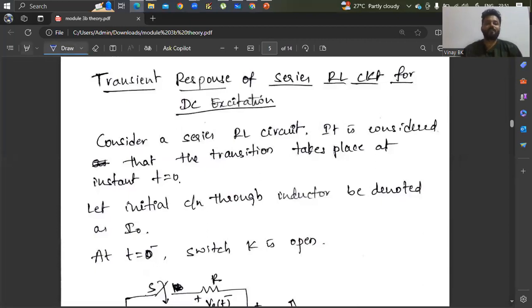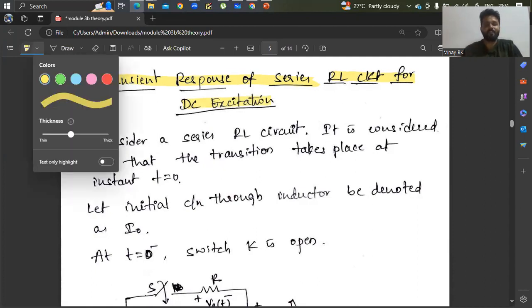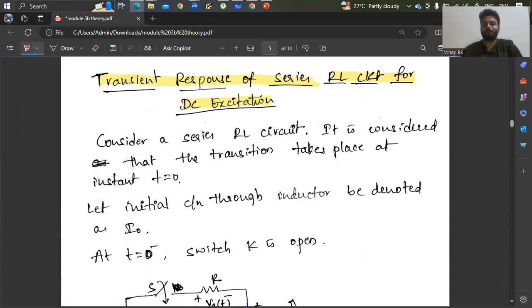So in this video, I'm going to explain something about the transient response of series RL circuit for DC excitation, and also RC if possible, or else I'll upload it in the next video. Okay. So for this derivation, first let us consider a series RL circuit.